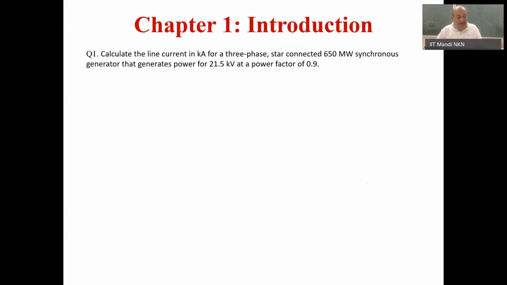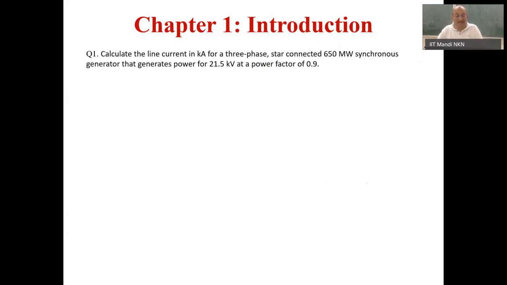You have to calculate the line current in kiloamperes for a 3-phase star connected 650 megawatt synchronous generator that generates power at a voltage of 21.5 kV at a power factor of 0.9. It's a very simple example. So after this, I'll give you some hints how to solve it, and then you make your own break.